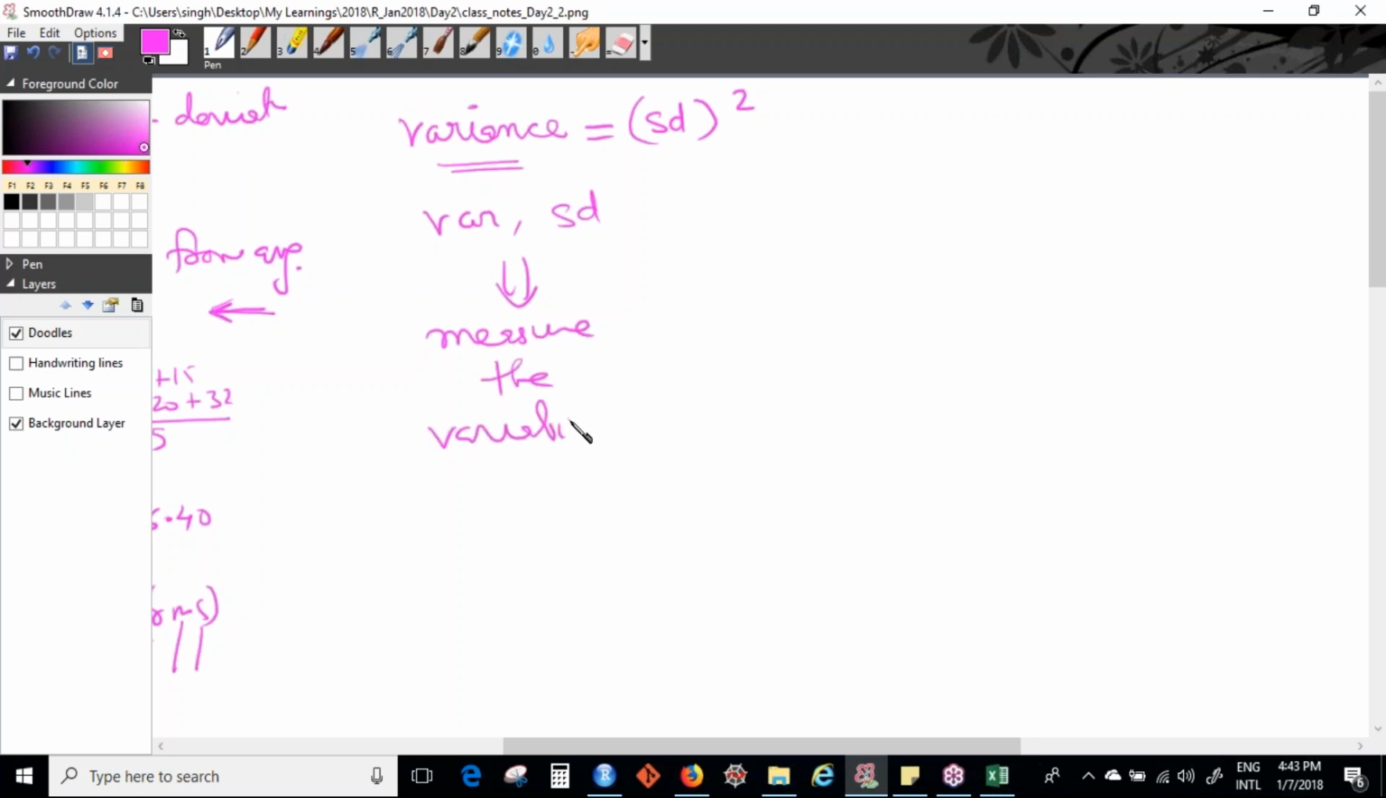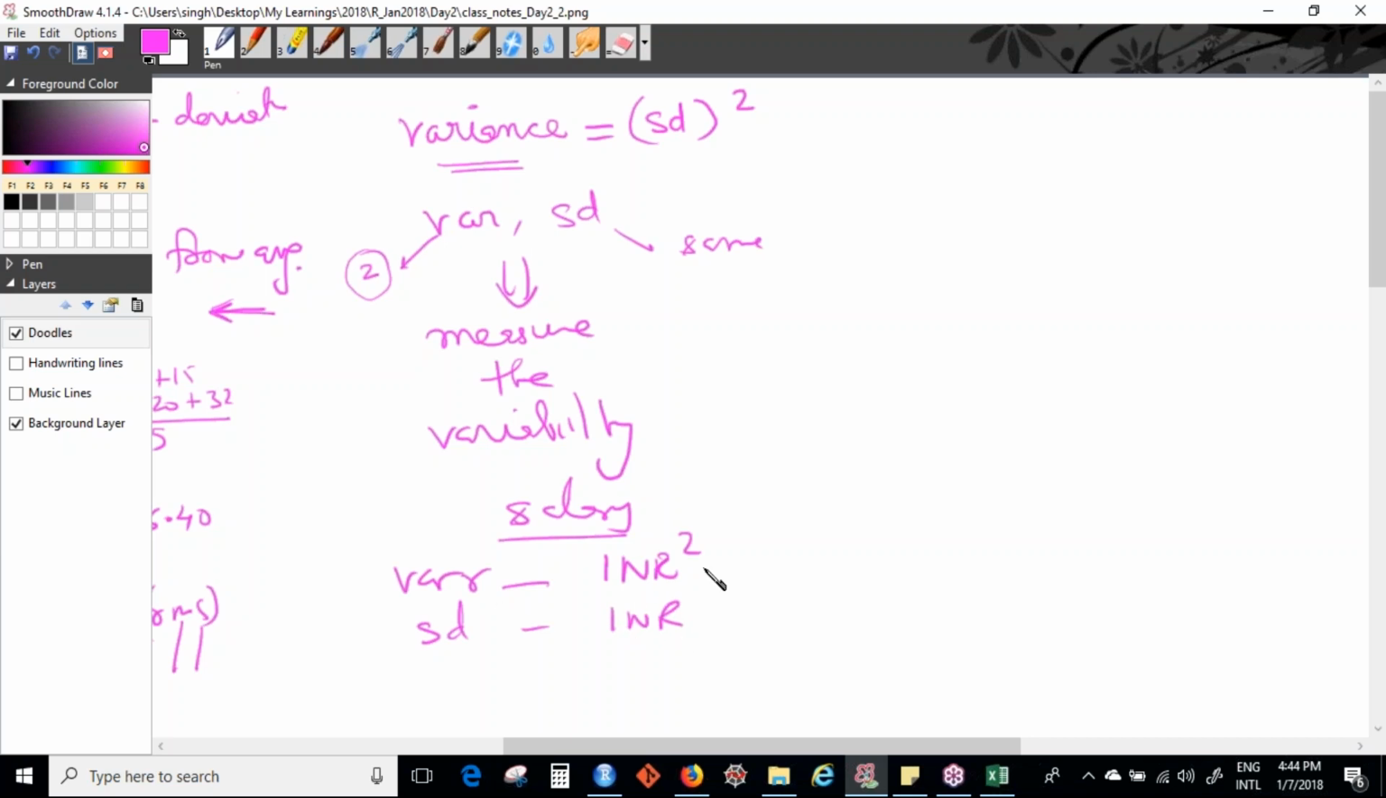Variance has units squared, and standard deviation has the same unit as the variable. So if we are talking about salary, the units of variance will be rupees squared, because it's the square of standard deviation, and the units of standard deviation will be rupees. So just remember this. Standard deviation is more commonly used than variance because it is interpretable. You can directly understand it, but variance is very difficult to understand because its units are squared, so it doesn't make sense actually.